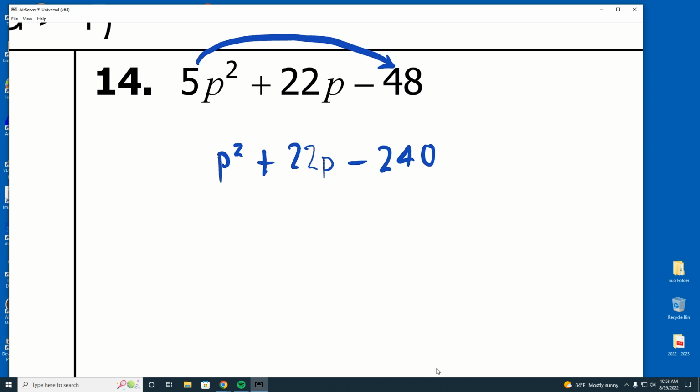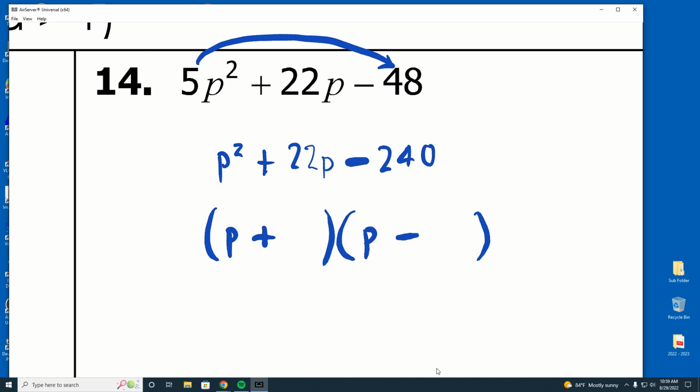Okay? Remember, this is an easy factor because it's p times p, right? Now, to multiply to get a negative, what was the rule? A positive and a negative. So we're looking for the two numbers that multiply to get 240, but because those signs are opposite, they have a difference of what?